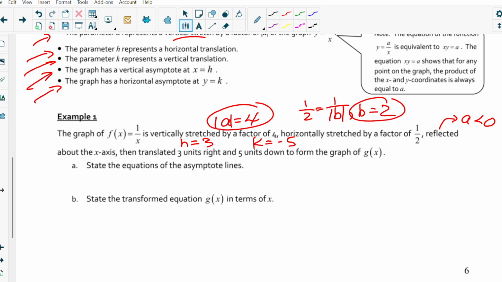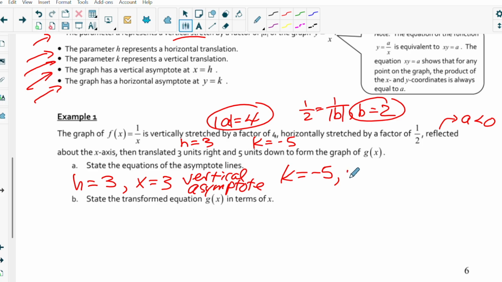State the equations of the asymptote lines. So since h equals 3, therefore x equals 3 is your vertical asymptote. Since k equals -5, y equals -5 is your horizontal asymptote.